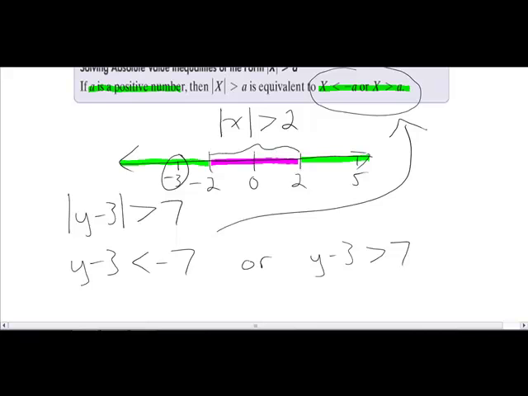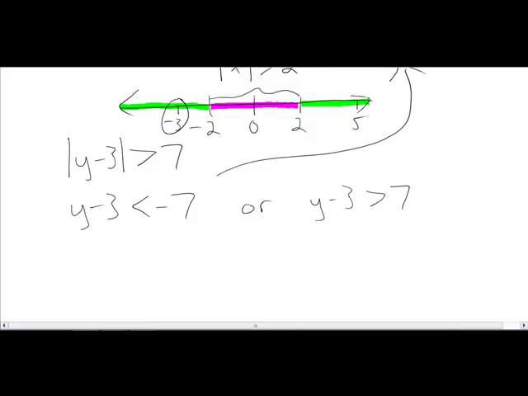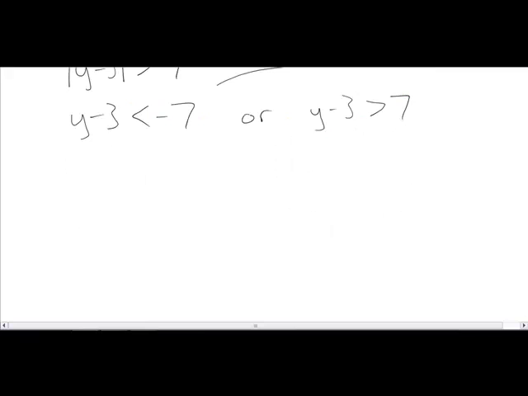I'm taking that 7, making it negative, and then I have to make the sign less than. If I solve these two inequalities, that will give me my solution set. That will give me these two green areas that I've shaded in the picture right above this. So let's do just that.